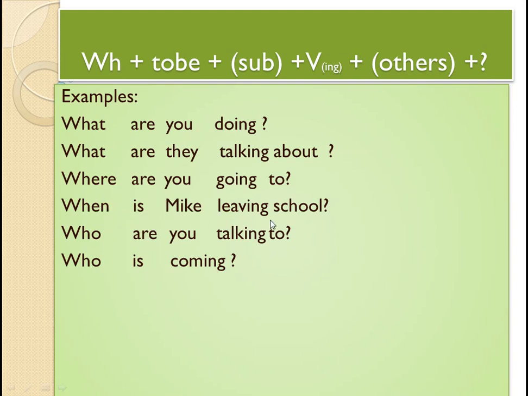When is my living school? You want to know the time that my life this school. Who are you talking to? You want to know the person. We use who to know about the person. And who is coming. In this one, it doesn't have a subject after to be, because in the who here, we have it, it has its own subject already.